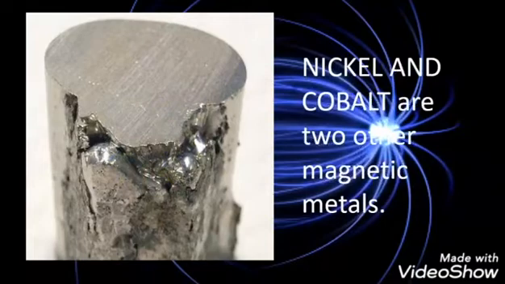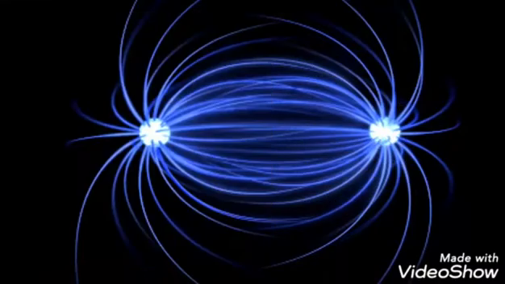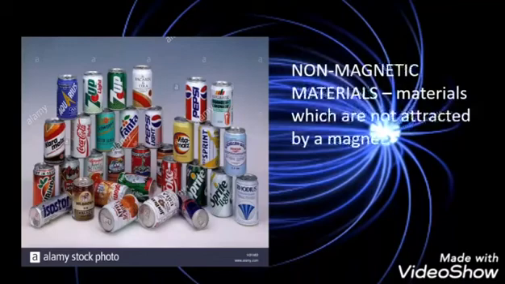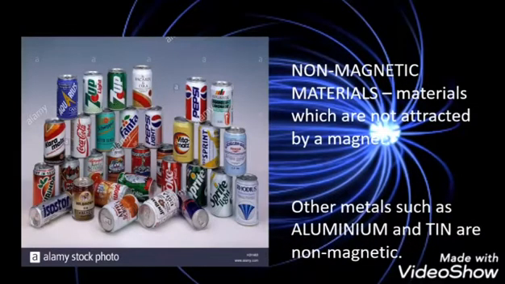Nickel and cobalt are two other magnetic materials. Nowadays, many small or strong magnets are made using a metal called neodymium. Other metals such as aluminum and tin are non-magnetic. Non-magnetic materials are materials which are not attracted by a magnet.